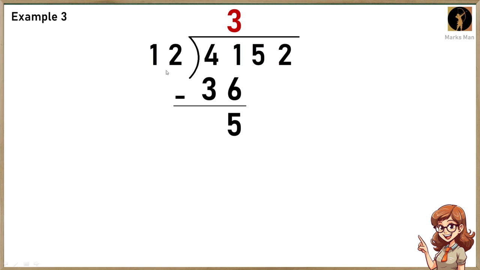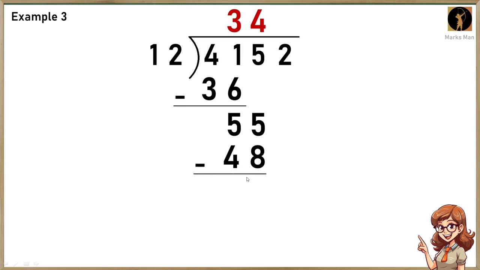Next step, since this number 5 is smaller than 12, you need to bring down the next number from your dividend, which is this number 5. Now 55 is now bigger than 12, so you can divide it. Now 55 divided by 12, that is equal to 4. Next step, you need to multiply this number 4 to your divisor. So 4 times 12, that is equal to 48.